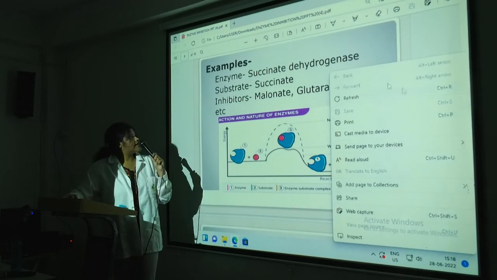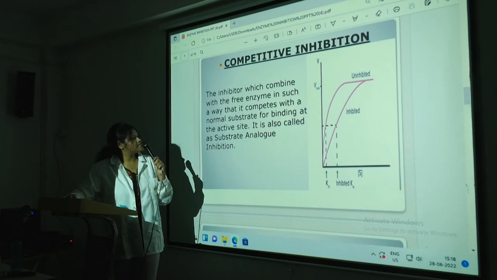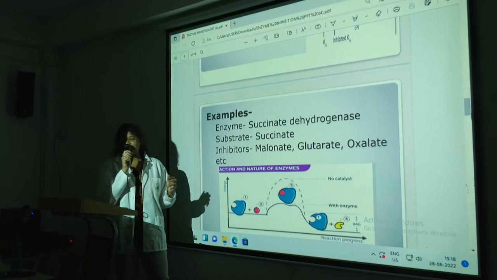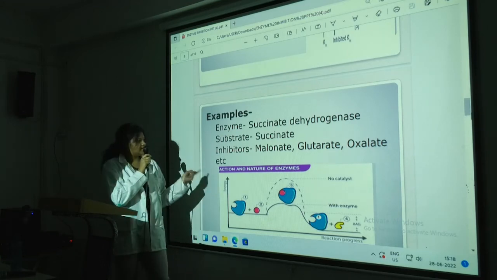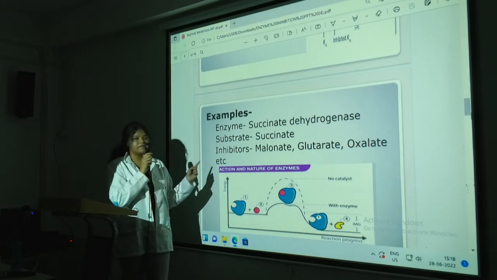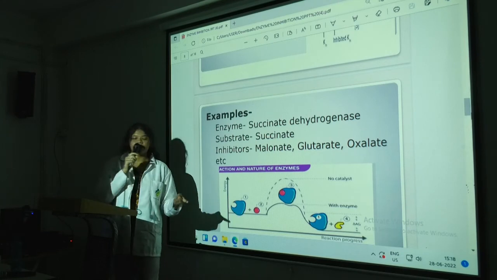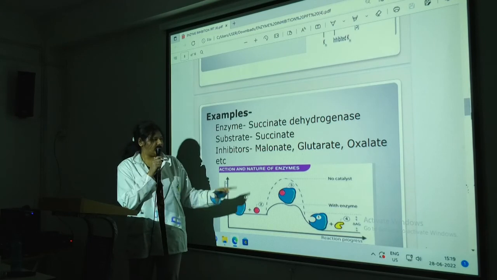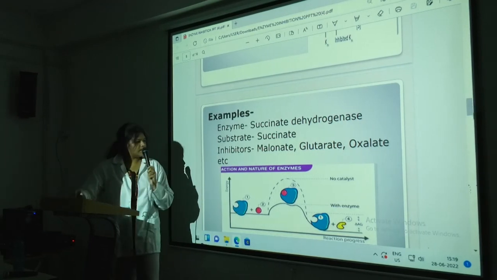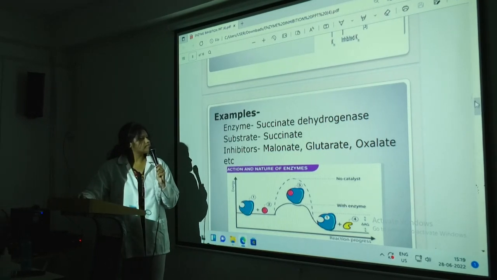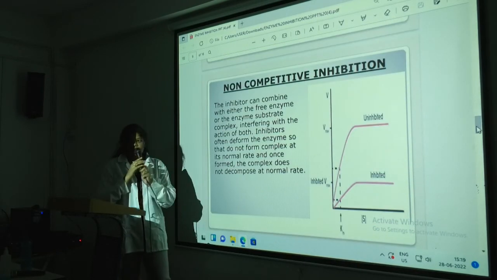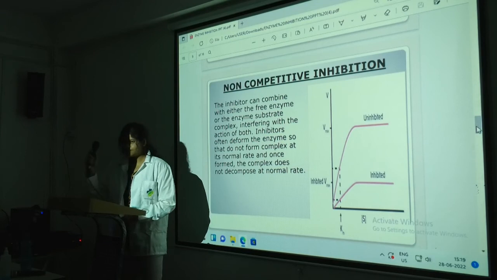For example, if we talk about the enzyme succinate dehydrogenase acting on the substrate succinate, the inhibitors which will compete with the substrate to bind at the active site are malonate, glutarate, oxalate, etc.